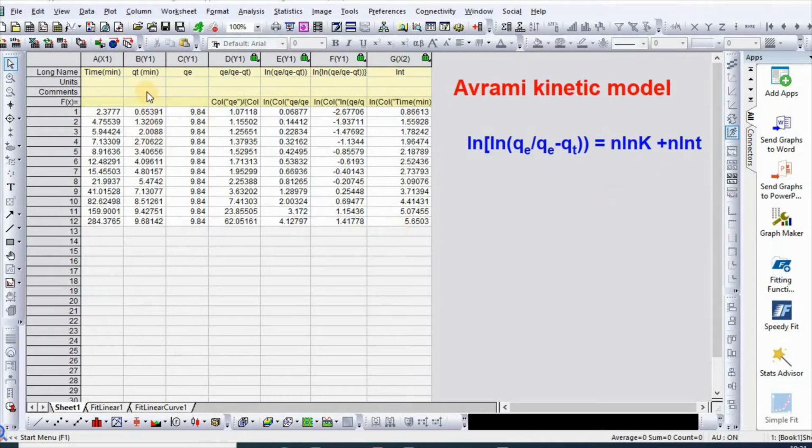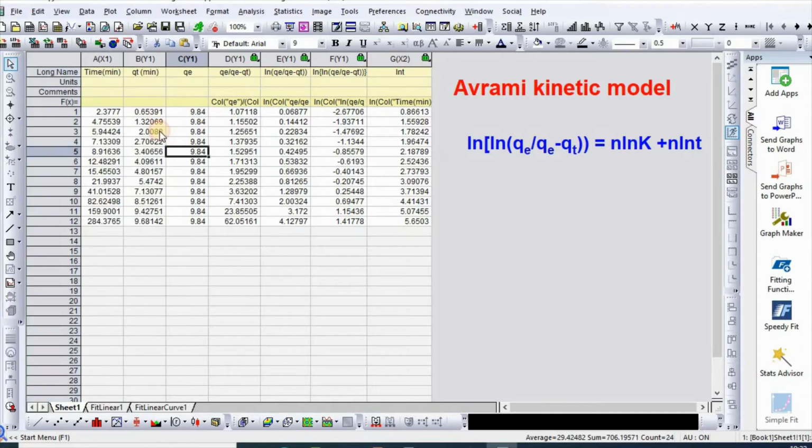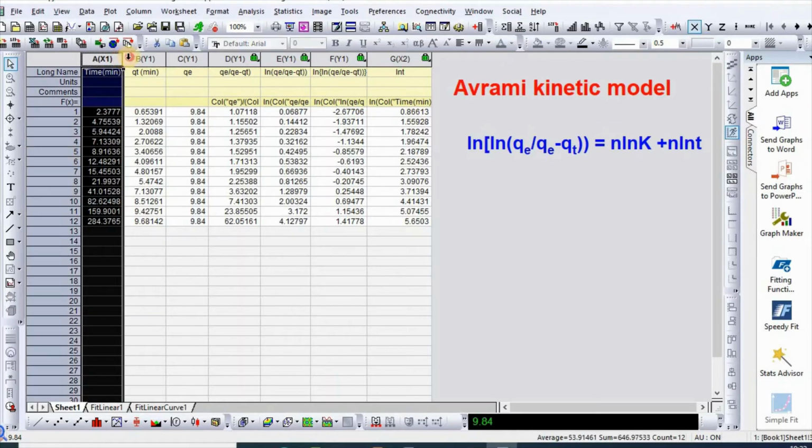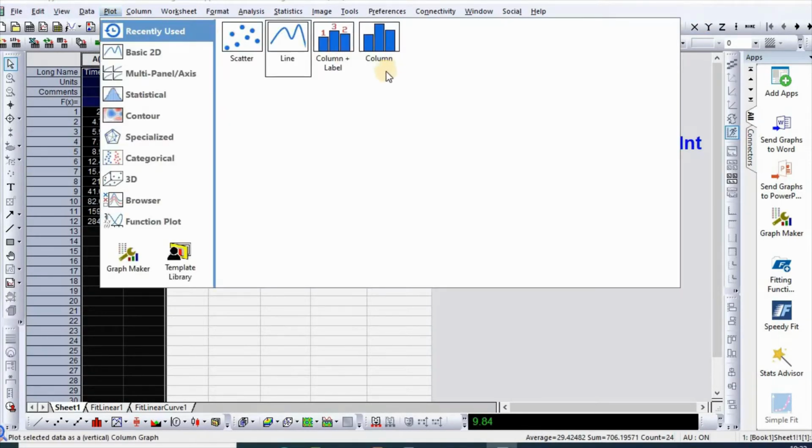Well, in order to fit, I have taken adsorption kinetic data for time and amount adsorbed at time t. Then, at first, you have to determine the amount adsorbed at equilibrium. How to do that? Just select and plot, then scatter.